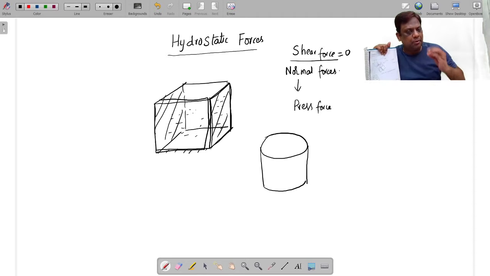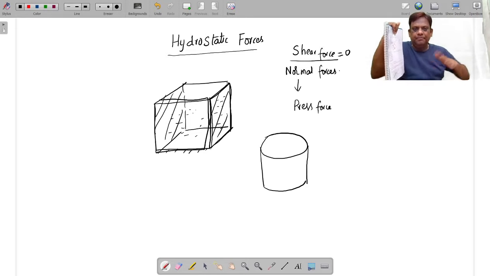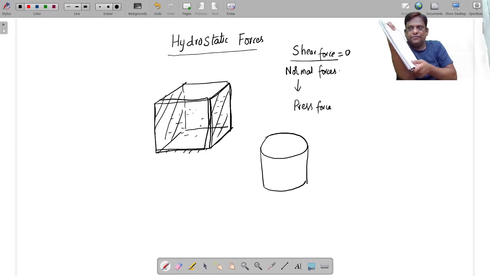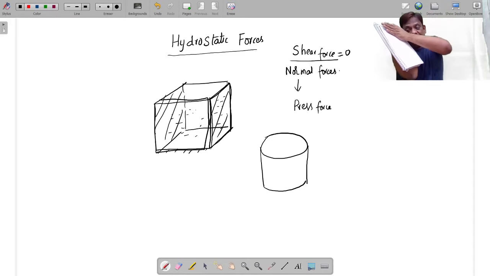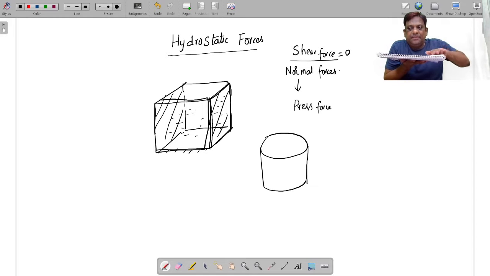So first I'll talk about forces on the plane. For example, this is a water tank, rectangular shape, suppose. The fluid will exert a force on this plane surface. So it is a plane vertical surface. It can be like this also. So on this the fluid may be exerting force. It is plane but inclined. It is plane but vertical. It may be like this. Now it is plane horizontal.